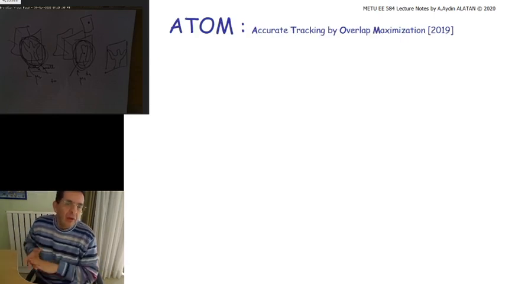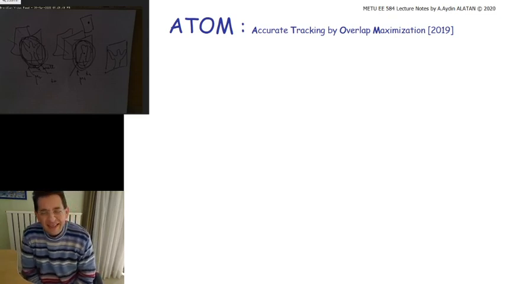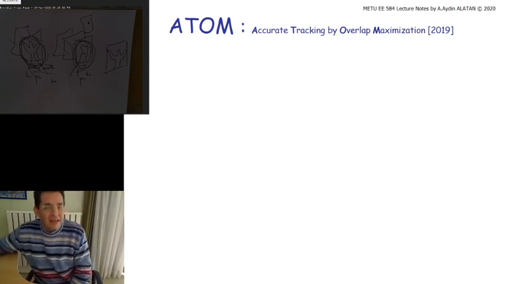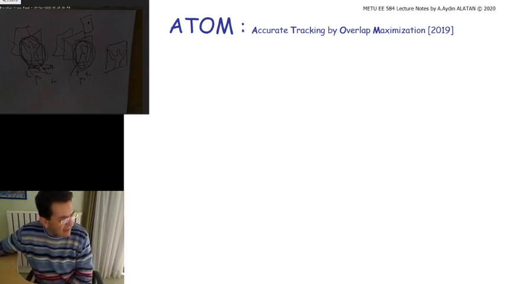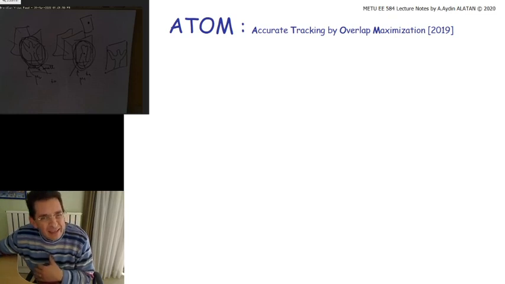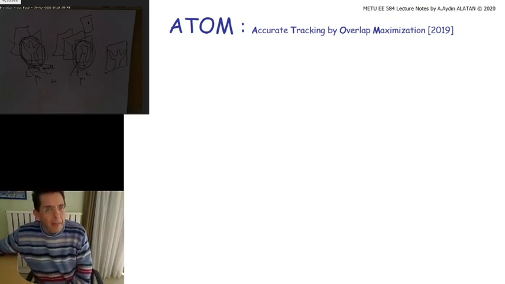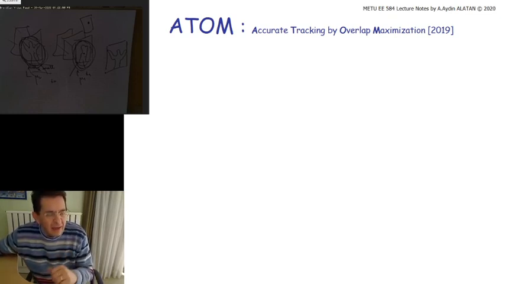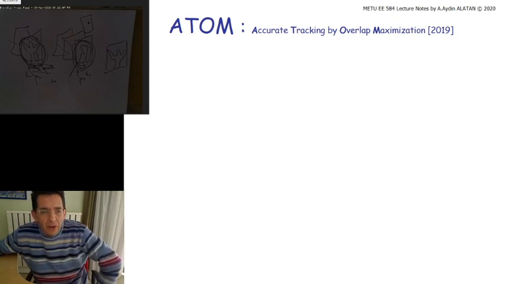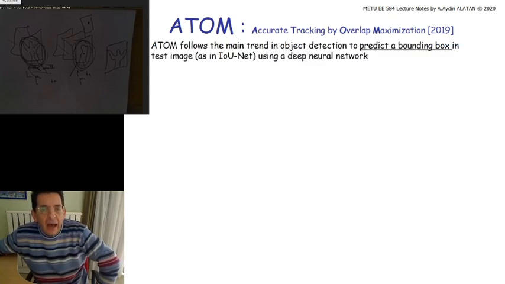Now, I will conclude these DCF techniques with a final technique from last year, 2019, called ATOM, accurate tracking by overlap maximization. That's also a very interesting and elegant technique, but it is slightly different from the DCF-based, discriminative correlation filter-based techniques, because right now we are focusing more on deep networks.